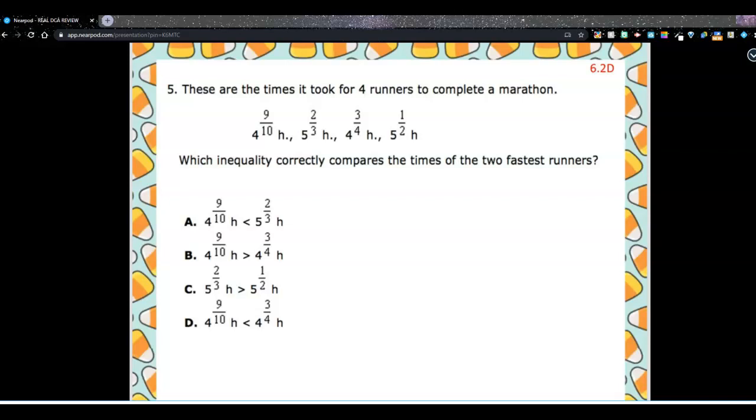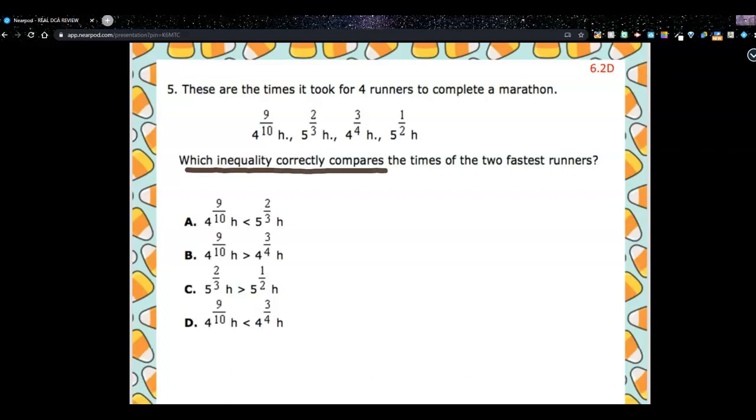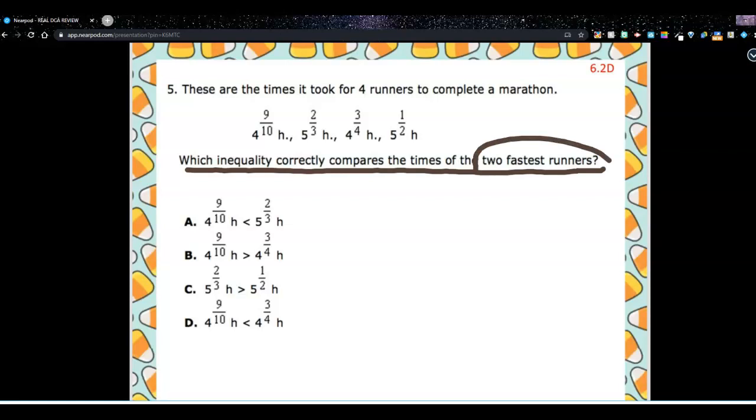Now, if I'm in a race, do I want the least amount of time or the greatest amount of time to win? I want the smallest number to win. The person who takes the least amount of time is my winner. They're the fastest. So I've got to remember that. So I'm looking for the smallest numbers to compare. Which inequality correctly compares the times of the 2 fastest runners? So I only have to compare 2 numbers, the fastest runners, right?